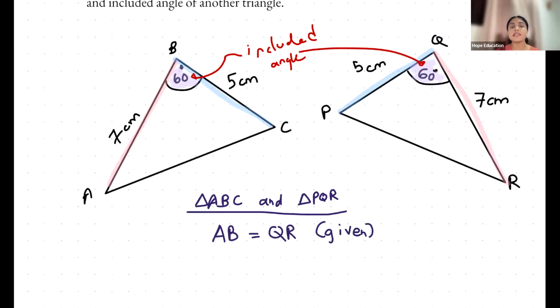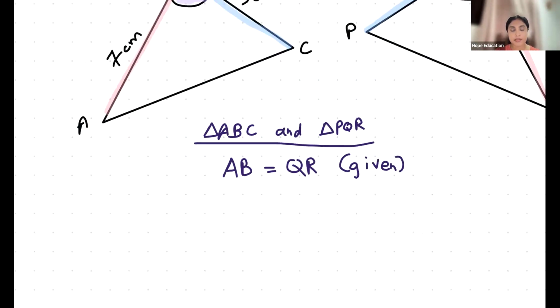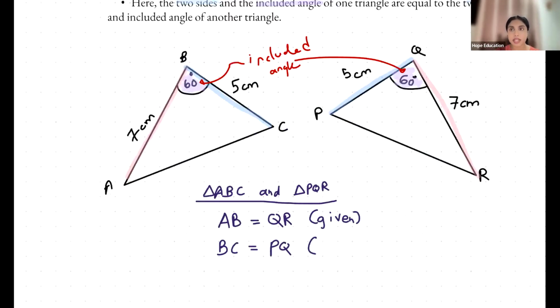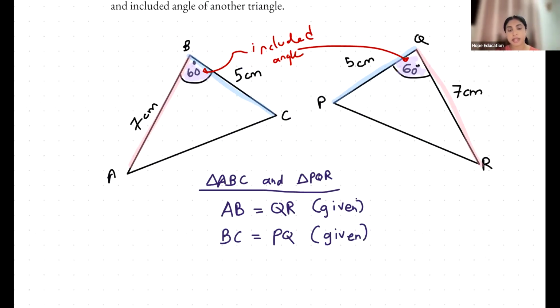Then here BC is 5 centimeters. Here PQ is also 5 centimeters. So they are equal. I will write that too. BC is 5 centimeters. PQ is also 5 centimeters. How are they equal? Again, I gave the values. They are both equal because I gave you the values. Again, you can write given. For now, don't worry about these reasons too much. I will explain them later again.